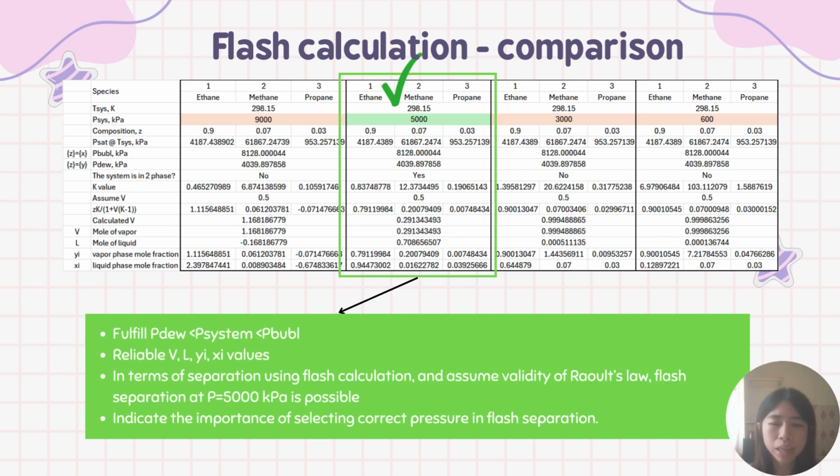And last but not least, another key point from the comparison that we can see is that pressure plays a critical role for flash separation.